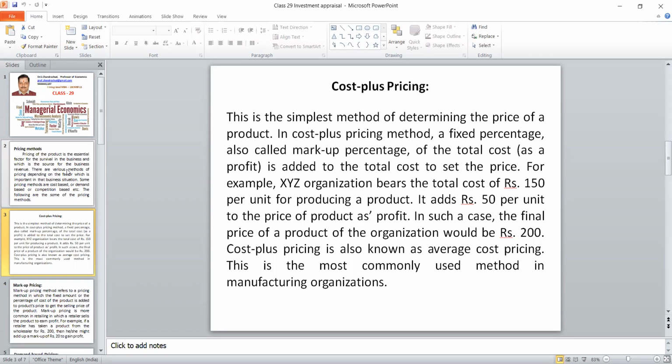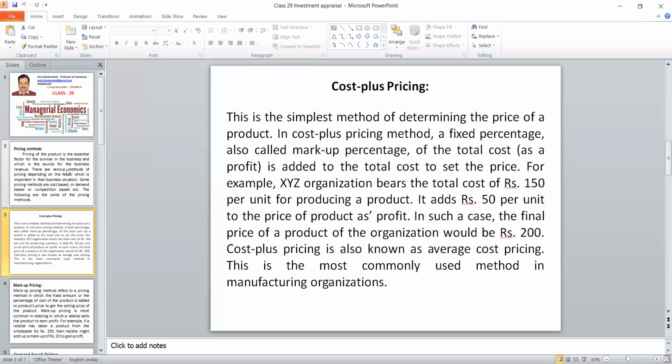For example, there is one company XYZ. The total cost will be 150 per unit. The firm will add rupees 50 per unit to the price, and fix the price at 200, because that 25% is profit. That is, cost plus profit is equal to price. So this is called cost plus pricing. This cost plus pricing is otherwise known as average cost pricing, and this is the most commonly used pricing.